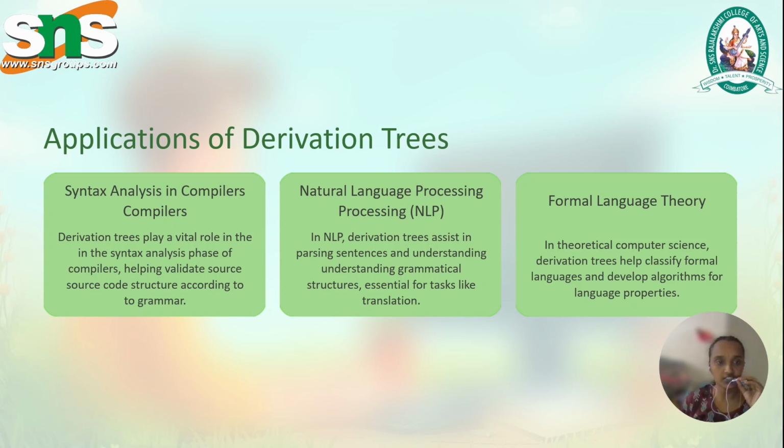Applications of derivation trees. The first is syntax analysis in compilers. Derivation trees play a vital role in the syntax analysis phase of compilers, helping validate the source code structure according to the grammar. The next one is natural language processing, that is NLP. Formal language theory, a part of theoretical computer science, uses derivations to help classify formal languages and develop algorithms for language properties.